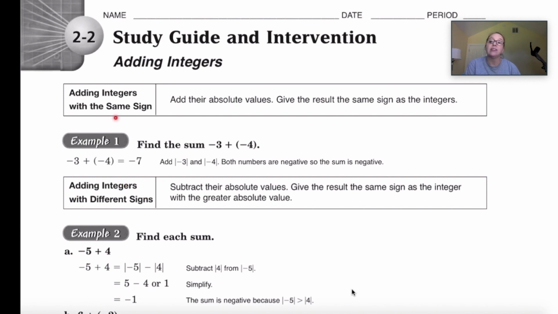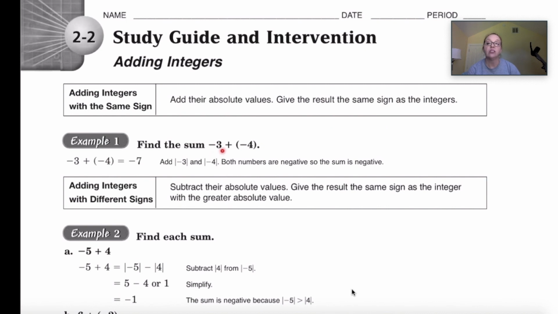When we talk about same sign, that means that either both integers are positive or they are both negative. Different signs means exactly that: one is positive and one is negative, and we don't care what the order is. If we're adding integers that have the same sign, then we add up their absolute values and give the result the same sign. So a positive plus a positive is a positive, and a negative plus a negative is a negative.